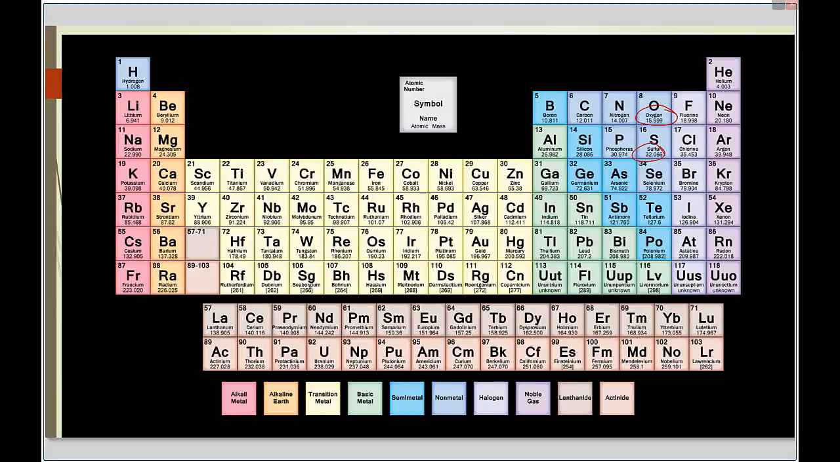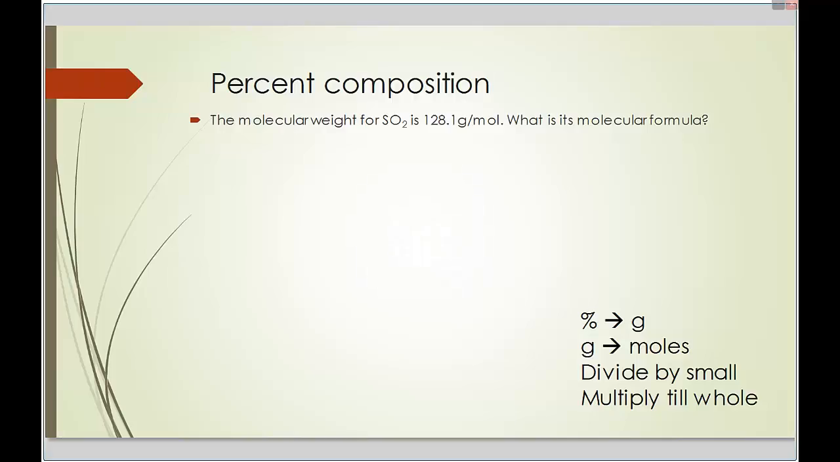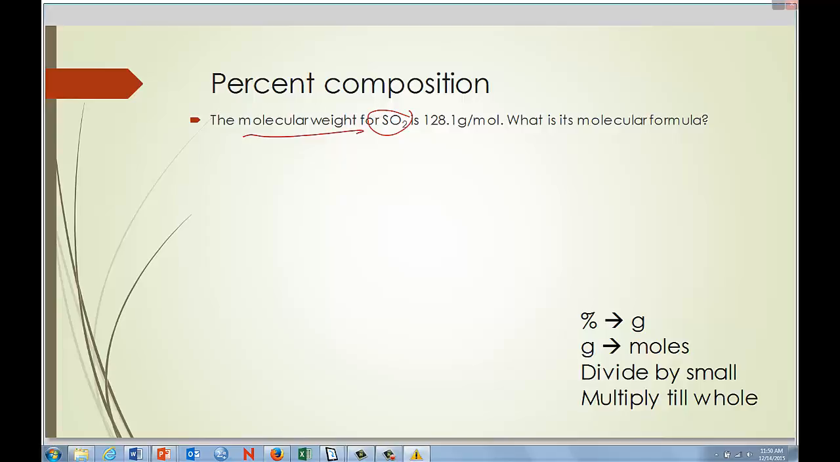Alright, so let's try another one. Now, pardon me, we figured out the empirical formula. This, the SO2, was the empirical formula of what we just calculated, of the information that was just given to us. So, from here we can figure out the molecular formula. But in order to do this, the problem has to give you the molecular weight. If they don't give you the molecular weight, you can't do this. Because once again, we're looking at ratios.